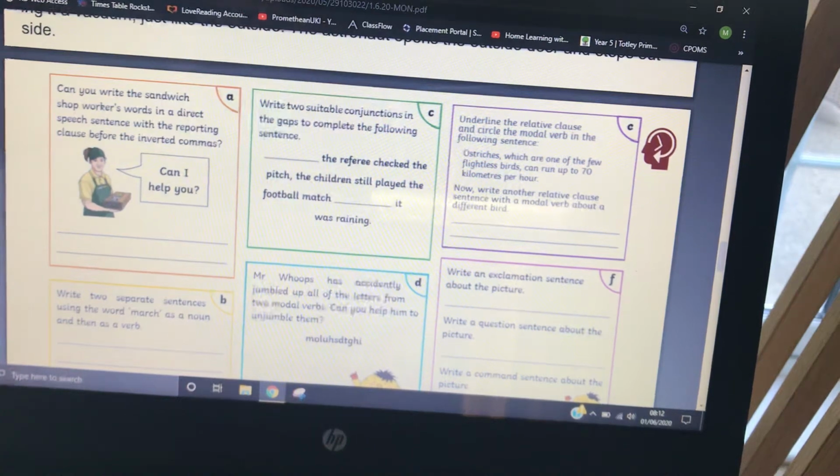Good morning. Sum2, last half term of year 5, and it is time to do a little bit of English. You'll notice it looks a bit different.